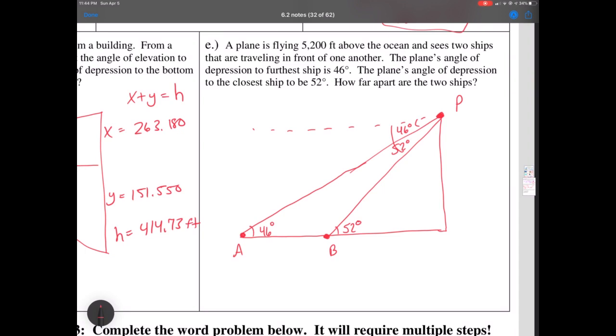So we want to find the distance between the two ships. So we're looking for this value x here between A and B. Well, eventually we have to find y before we can find A and B. And we know that this is 5,200 because that's how far the plane is above the ocean. So we're going to find this value first, and we'll call this z, the total value. So that means the tangent 46 equals opposite 5,200 over z. So z equals 5,200 over tangent of 46.